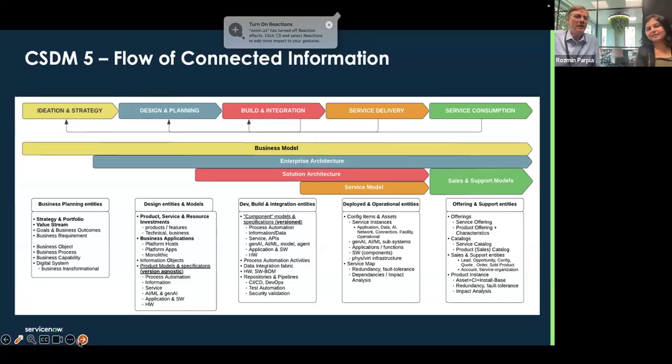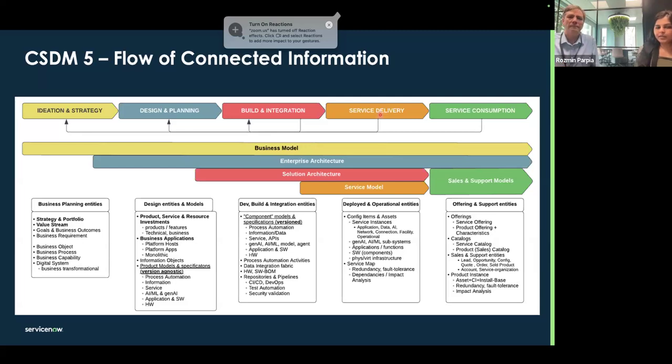Okay, so this is just a bit of a taste of some of the final stuff we're going to be releasing at Knowledge 2025. Basically, we added a new ideation and strategy area so that you can trace ideas all the way through design and planning, building and integrating things. And the service delivery, which is really all about managing the CMDBs and what you're operating on. And then the service consumption. It's the people that use this technology, either internally or as part of the product that you're delivering to end customers.